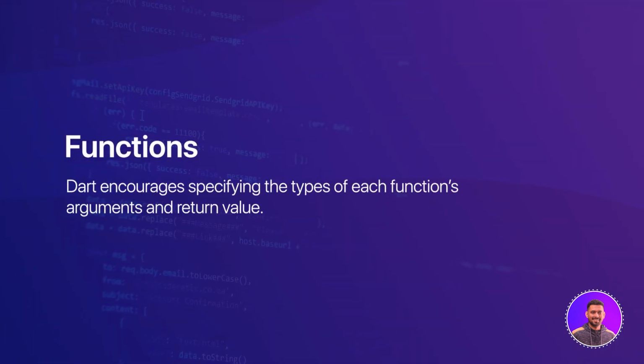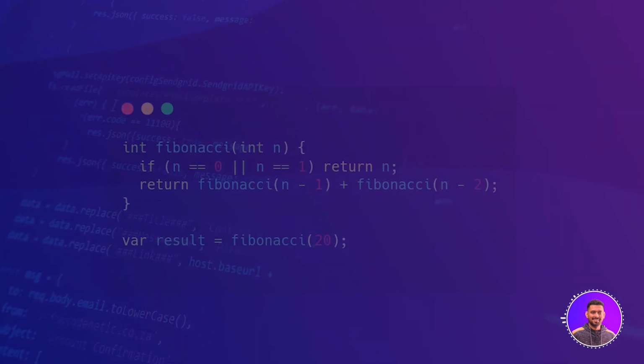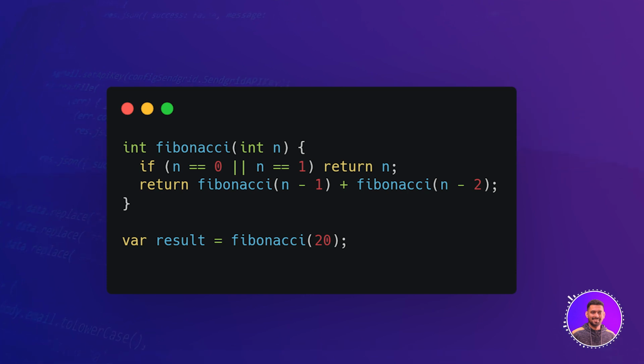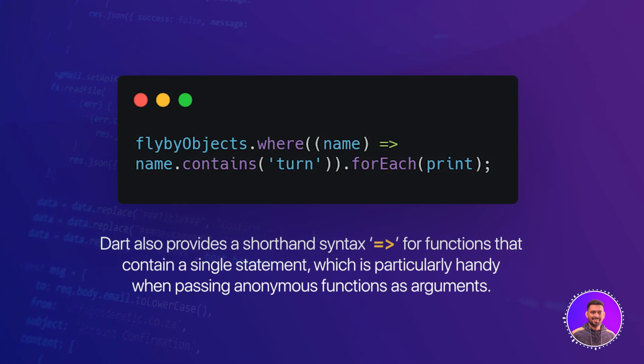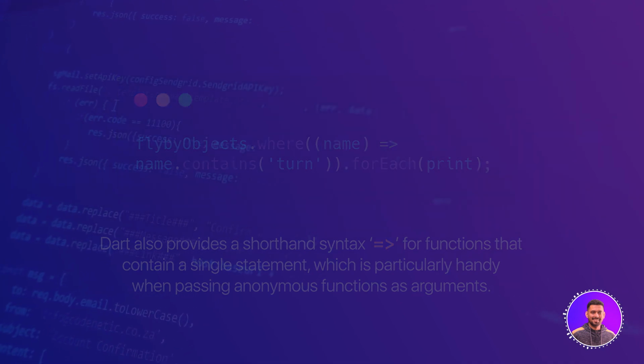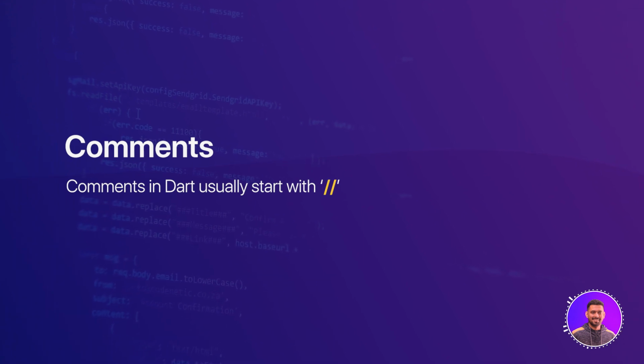Dart encourages specifying the types of each function's arguments and return value. Here is an example of a recursive Fibonacci function. Dart also provides a shorthand syntax for functions that contain a single statement, which is particularly handy when passing anonymous functions as arguments.